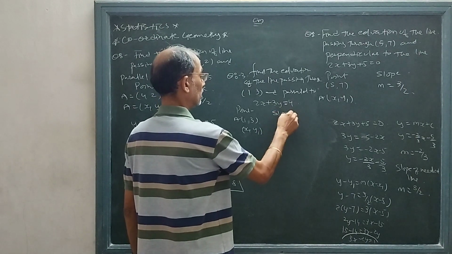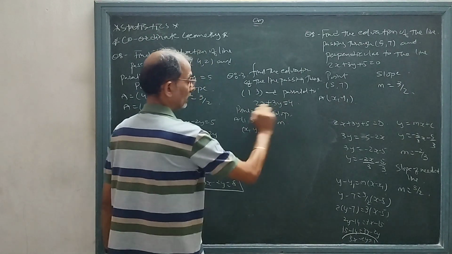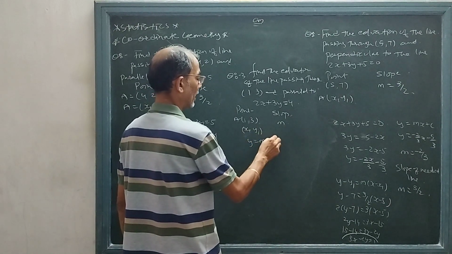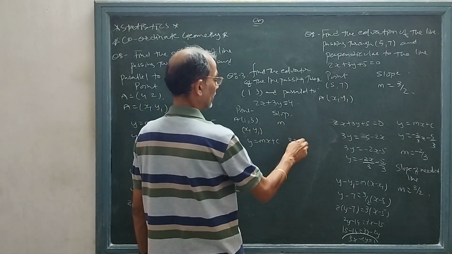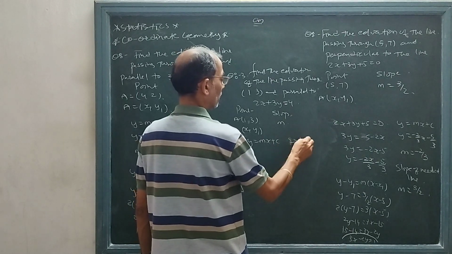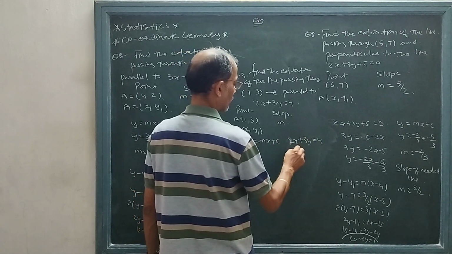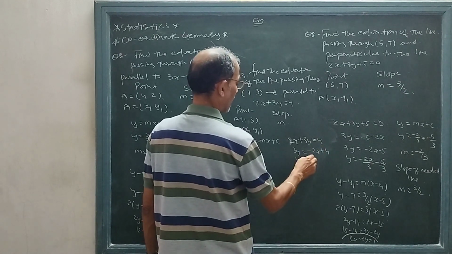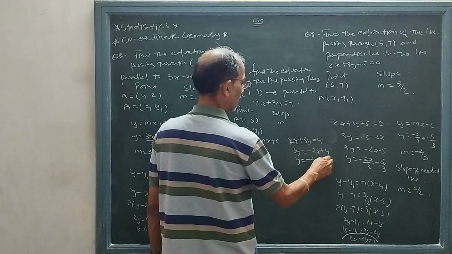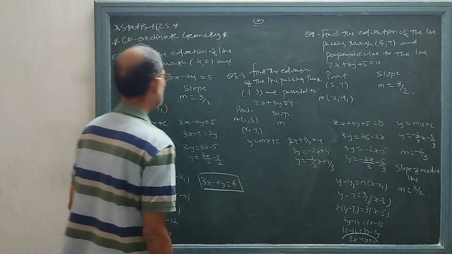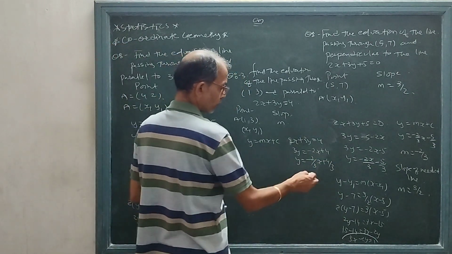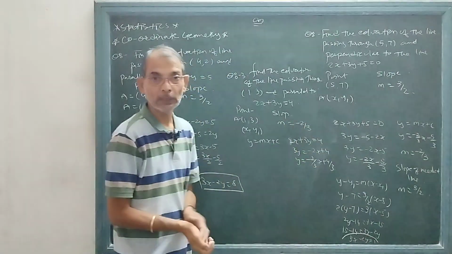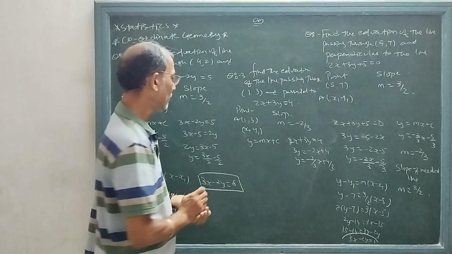We need the slope m. This line will be converted to y is equal to mx plus c, that means 2x plus 3y is equal to 4. So 3y is equal to minus 2x plus 4, y is equal to minus 2 by 3 x plus 4 by 3. So the slope will be minus 2 by 3 because both lines are parallel.